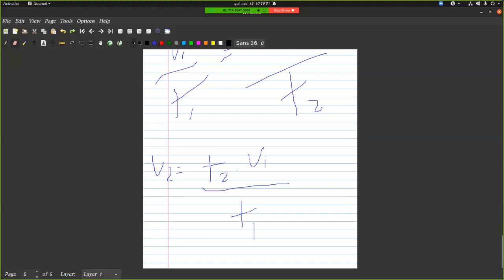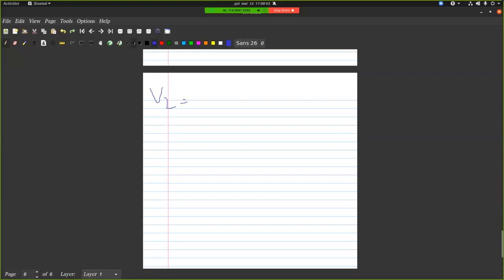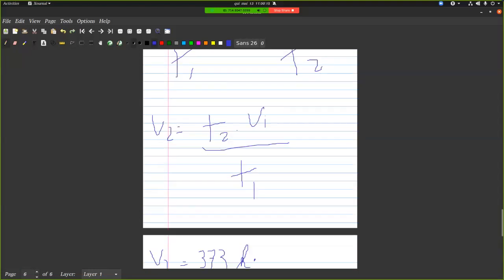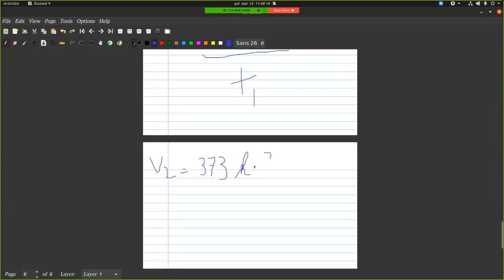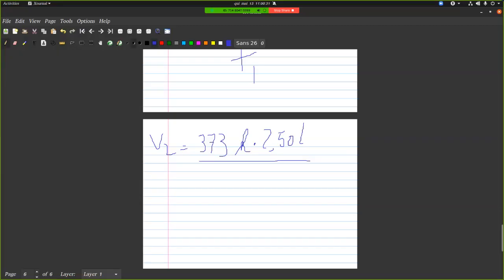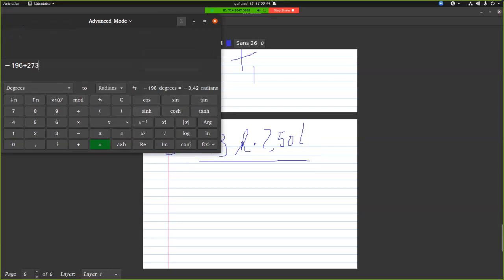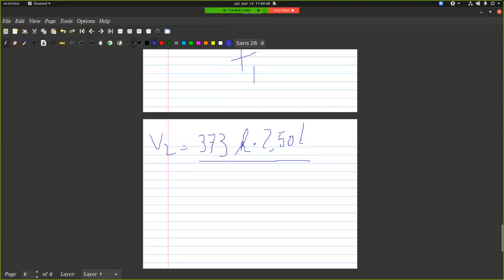I need more space. It's going to be okay. V2 is equal to T2, which is 373 Kelvin, times the initial volume, which is 2.5 liters, divided by negative 196. Negative 196 plus 273, which is the same thing as 273 minus 196, 77 Kelvin.